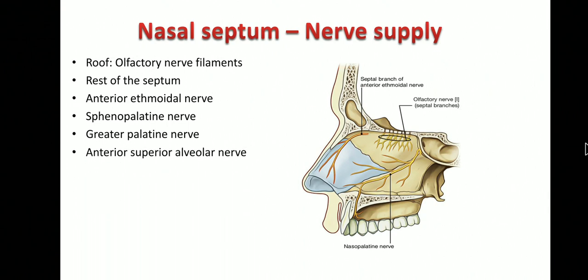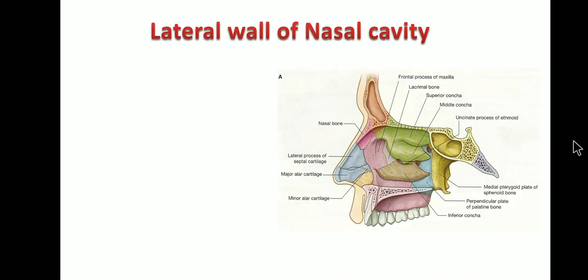And then the anterior superior alveolar nerves also supply the anterior inferior part close to the floor. So mainly it is the anterior ethmoidal nerve, sphenopalatine nerve, greater palatine nerve, and also the anterior superior alveolar nerve, which is a branch from the maxillary nerve that passes through the infraorbital canal. So with this we have completed the nasal septum: the bones forming it, and the blood supply and nerve supply of the nasal septum.